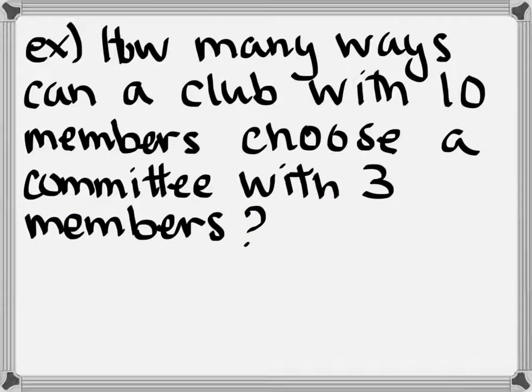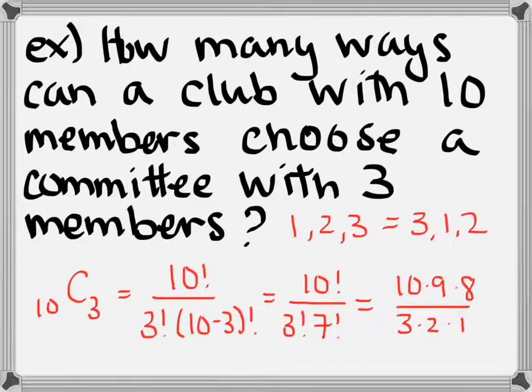Alright, here's a question. How many ways can a club with 10 members choose a committee of 3 members? If we choose a committee, it doesn't matter the order in which we choose the members. For instance, I could choose a committee with person 1, 2, and 3, but this would be the same as the committee with person 3, 2, and 1. The order doesn't matter.